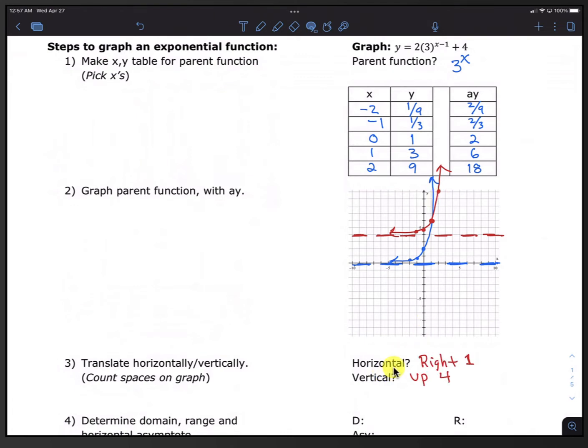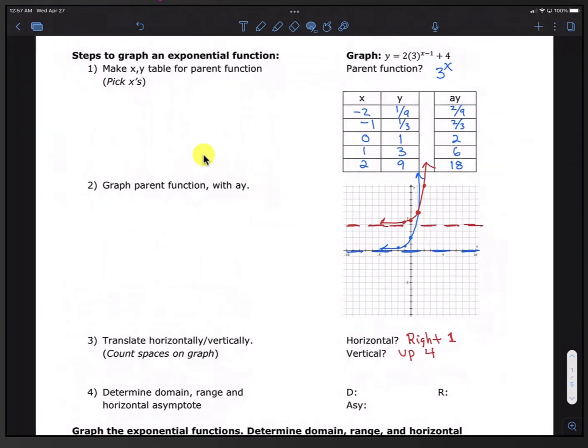Now down here, it's asking for the horizontal and the vertical movement. Horizontally, it moved to the right 1, and that's because of the x minus 1 here. That moves to the right 1. And the vertical is moving up 4 because of the plus 4.